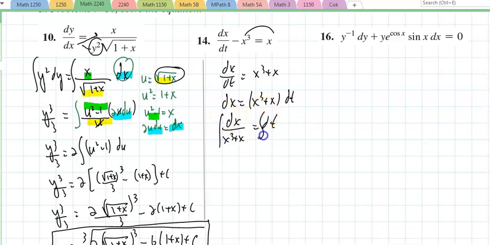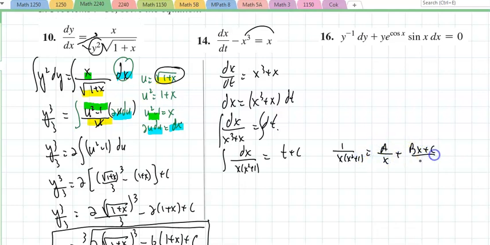And if I integrate, I'm looking at the integral of dx over x times (x squared plus 1) equals, this is t plus c, that's not a problem. I'm going to go on the side and figure out what this is. 1 over x times (x squared plus 1) equals A over x plus (Bx plus C) over (x squared plus 1). If I clear the fractions, that's how you do this.